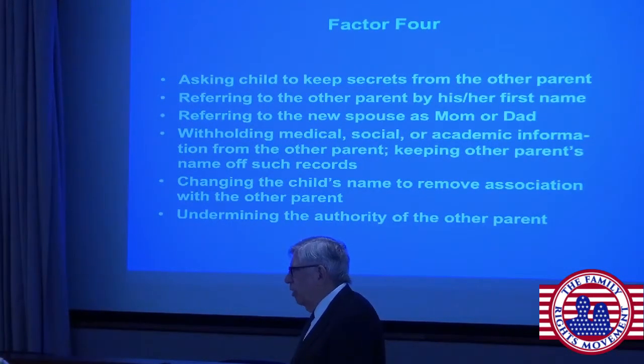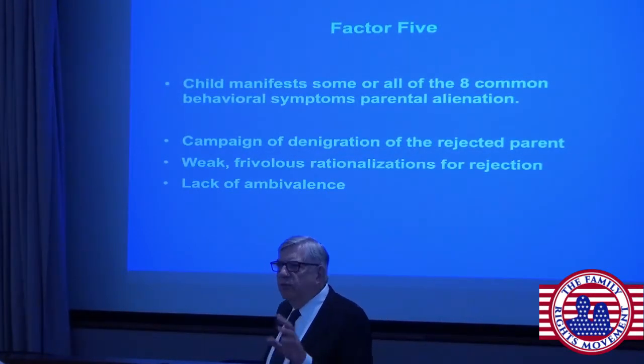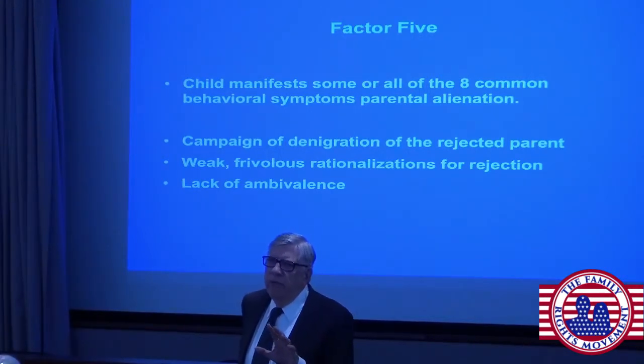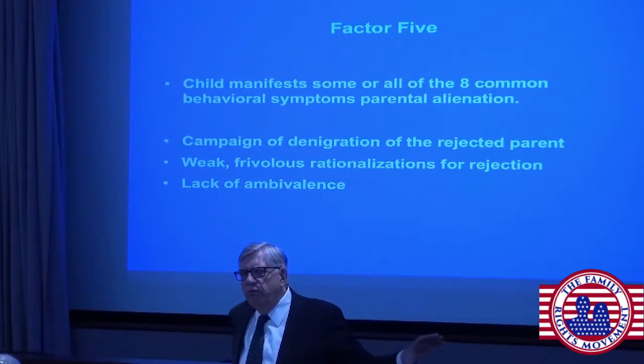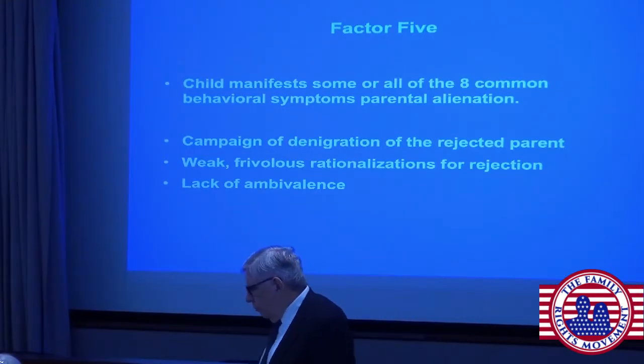So I said there were 5 factors. The 5th one is that there's a series of symptoms. Now this is really interesting because this is kind of how the whole thing started in 1985 when parental alienation was first identified, at least with those words, with that name. People identified 8 interesting, specific symptoms that these children have that ordinarily do not occur in all the other children whose parents are divorced. And I am going to run through these.